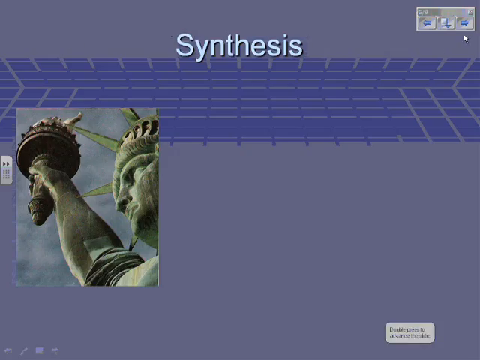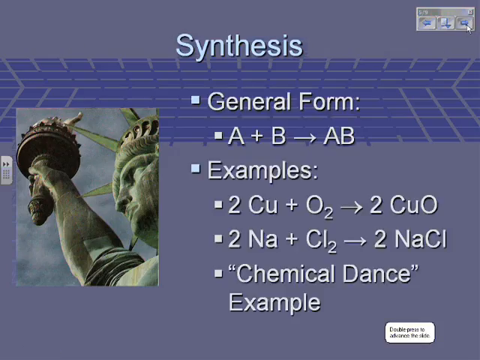So the last thing before we move on to the next one is this idea of the chemical dance. A lot of times we use analogies to represent these patterns that we're seeing. And one analogy that we use a lot when we're talking about reaction types is this idea of the chemical dance or the chemical prom.